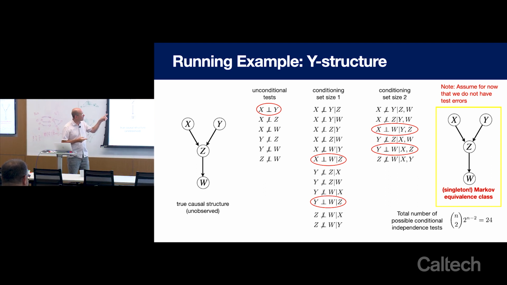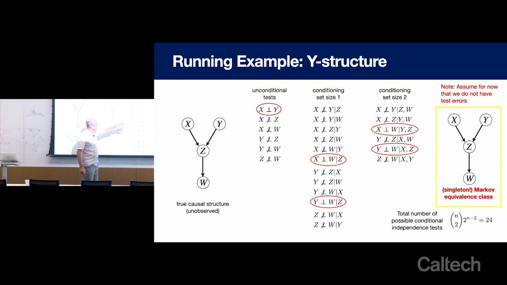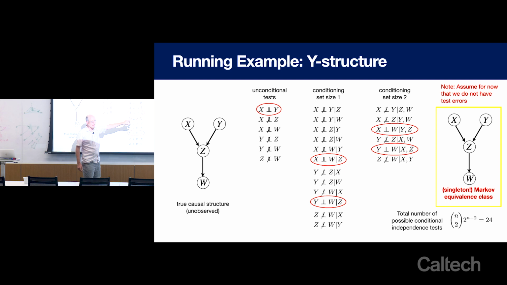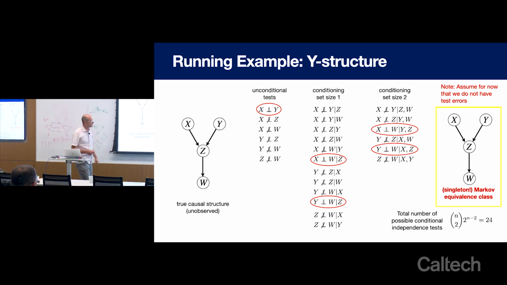So now we want to know, how can we get from just a subset of these tests to uniquely identifying that graph? Any question? Nothing? It's just completely obvious? The equation, can you explain it?